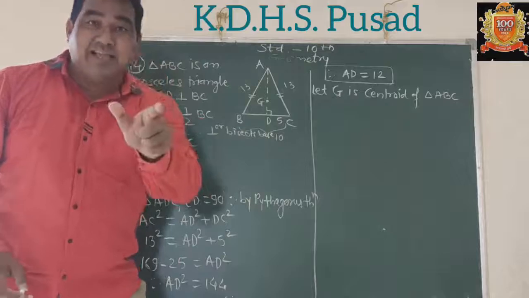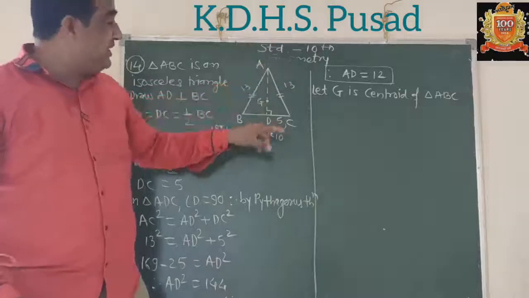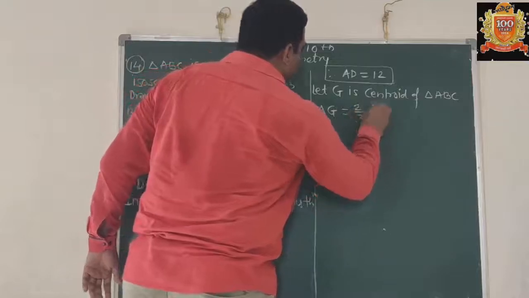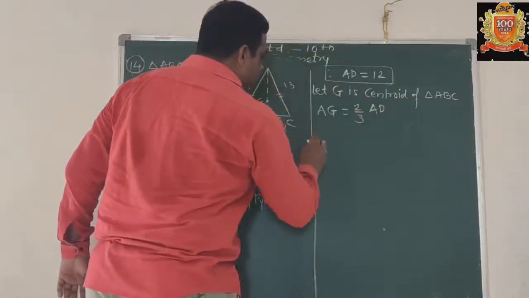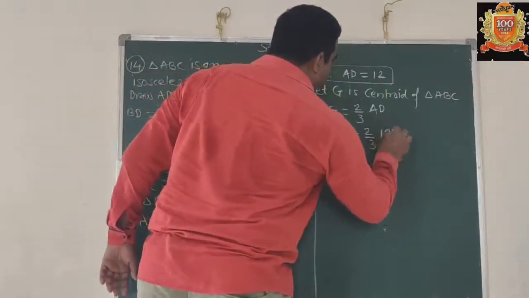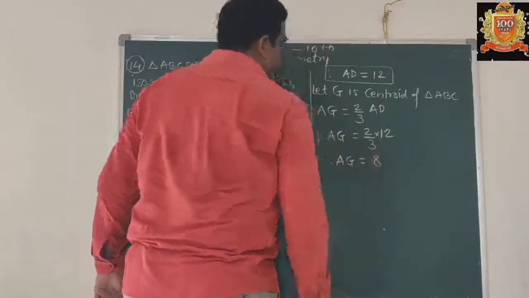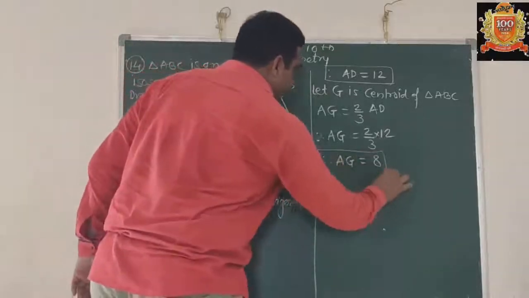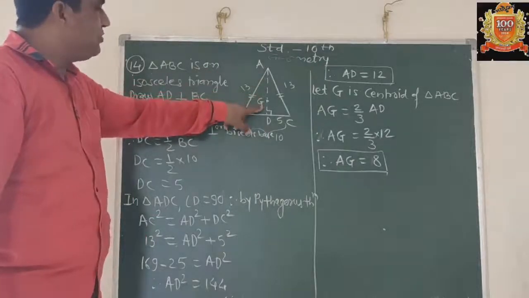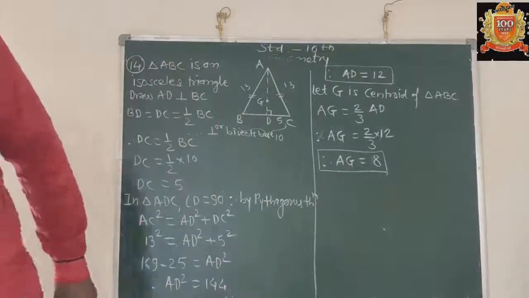For that, in standard 9, you have the formula: AG is to GD, 2 is to 1, and AG is 2 by 3 times AD. So here, AG equal to 2 by 3 times AD. Therefore, AG equal to 2 by 3 into 12. So AG equal to 8. That is the distance of the centroid from the vertex. So here AG equal to 8 and this AD is 12. Okay, and here our second chapter is completed, and today we stop it.